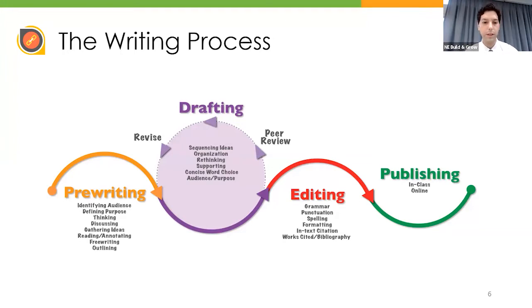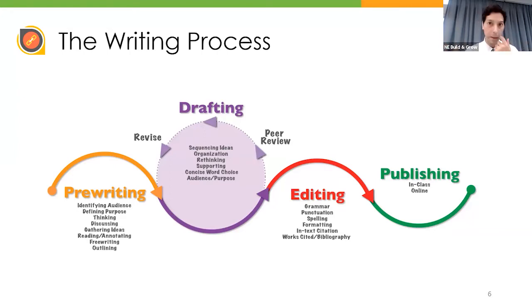So before we move on, let's go ahead and run through the different stages of the writing process. So as you can see here in this picture, pre-writing is the first stage, and before you write anything, any drafts, or start putting your ideas together, we have to do some kind of pre-writing. And what does that involve? Well, if you look at the list here, there are some examples, right? Identifying the audience, defining the purpose of the writing, thinking, discussing, gathering ideas, reading and annotating, free writing and outlining. So this is what you do before you start writing. There are lots and lots of steps, brainstorming, discussion, right? To get the ideas flowing.